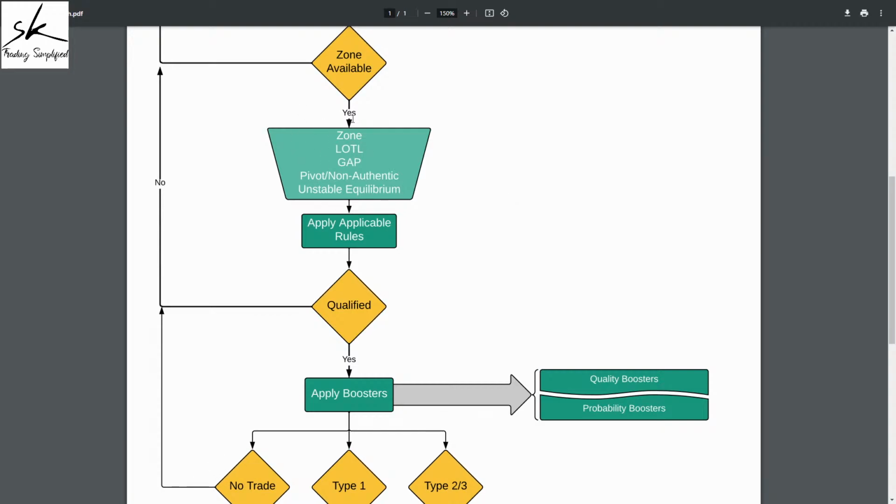But again, it's not necessary that all these things should be applicable. We are just checking if they are applicable. Do they qualify based on the rules of the, let's say, pivot non authenticity or unstable equilibrium or gap, to have that extra probability stacked in our favor. I hope that as I continue to attend your live sessions, the confidence level and the understanding of the methodology will continue to grow. Absolutely.